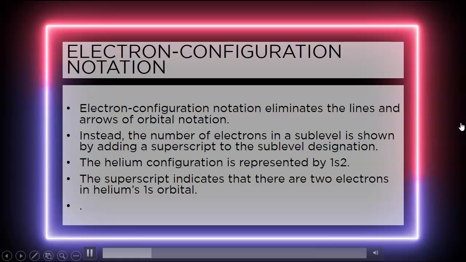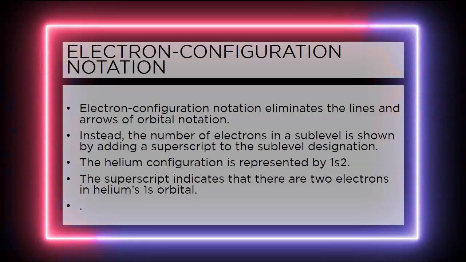So that's orbital notation. We're going to typically write these electron configurations. You're usually going to see them written as electron configuration notation, getting rid of those lines and arrows, and instead we're going to write it as the orbital with a superscript. This should say 1s and then 2. That's not 1s squared. Some people think that that's an exponent. That 2 is just telling me how many electrons are occupying that particular orbital. So that indicates that there's 2 electrons in helium's 1s orbital.